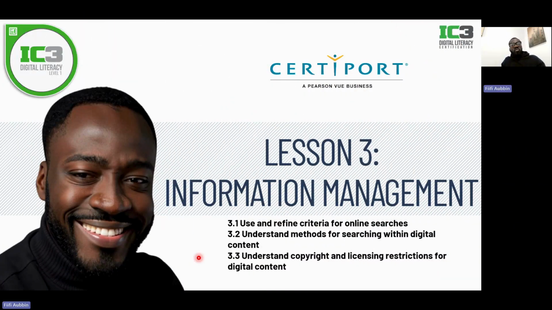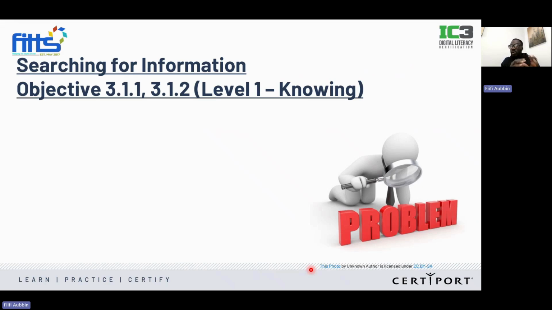We're still dealing with level 1 of our IC3 GS6. And under lesson 3, we are looking at information management. We only have about 3 major objectives to go through. So we're going to look at use and refine criteria for online searches, understand methods for searching within digital content, and understand copyright and licensing restrictions for digital content. Stick and stay whilst I take my time to explain the concept.